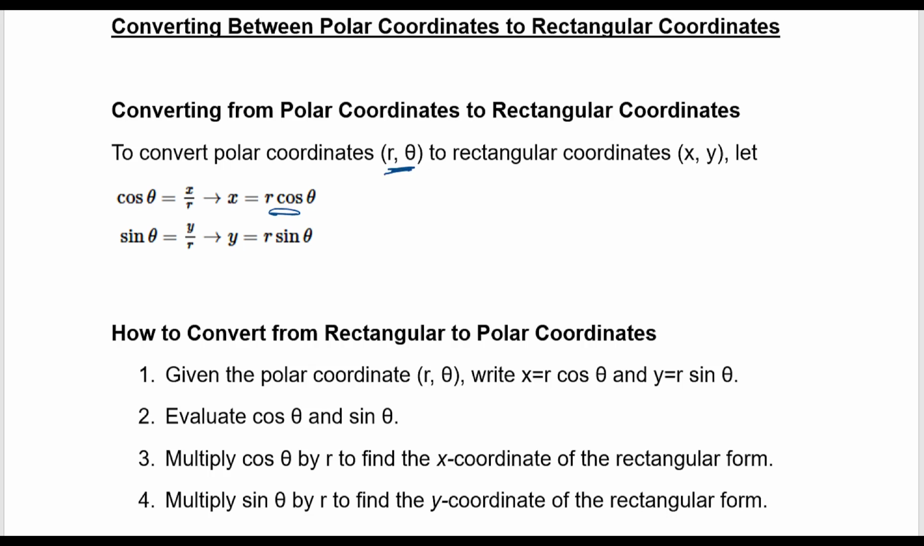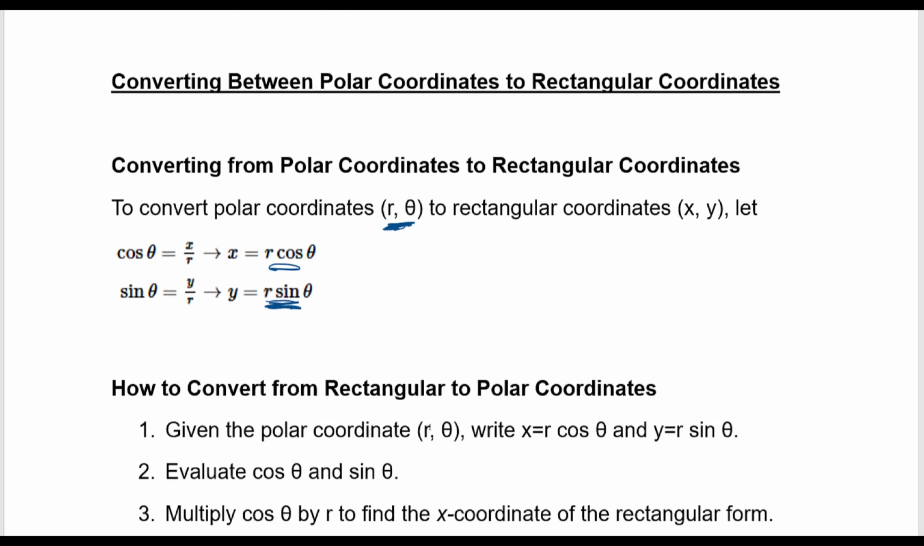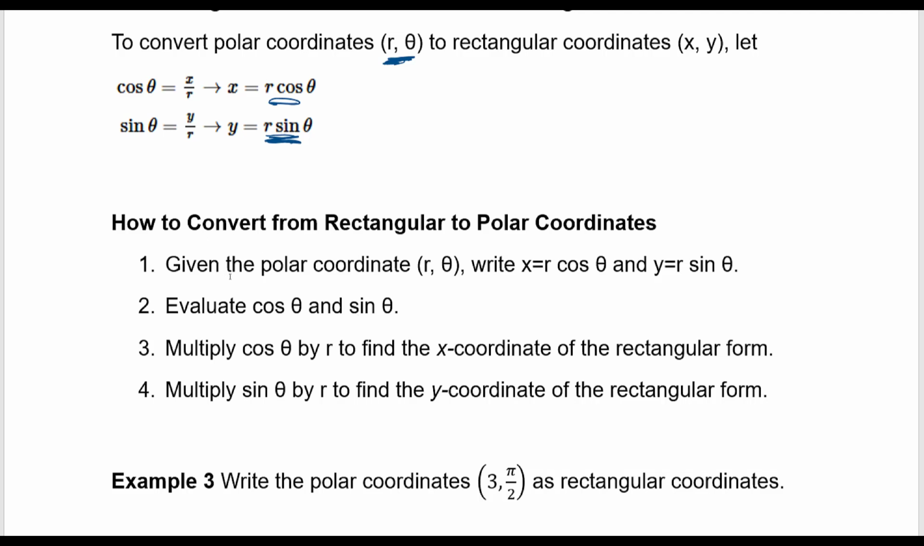And then remember that sine is y over r. So solving for y, y equals r sine theta. So again, these are data points that you would have so you can convert to your rectangular coordinates. So how to convert? I think it's pretty straightforward. Given the polar coordinate (r, theta), x equals r cosine theta and y equals r sine theta.